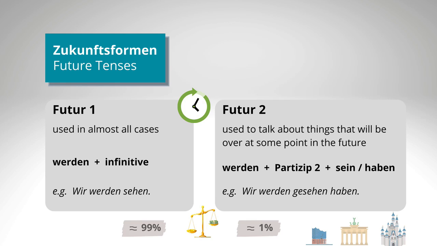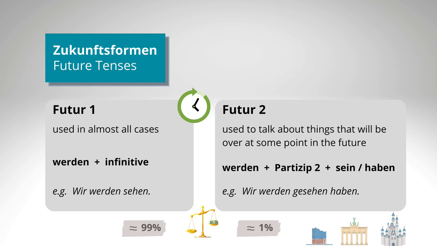But if we stick with the tenses that were really made to talk about the future, you use the Futur 1 in 99% of all cases. Now let's have a look at how they are formed. The Futur 1 is formed by using the Hilfsverb or auxiliary verb werden and then adding the infinitive of the verb. So for example, wir werden sehen. Wir werden sehen. It is actually fairly easy because there are no exceptions, no irregular verbs, and the only thing that needs to be conjugated is werden.